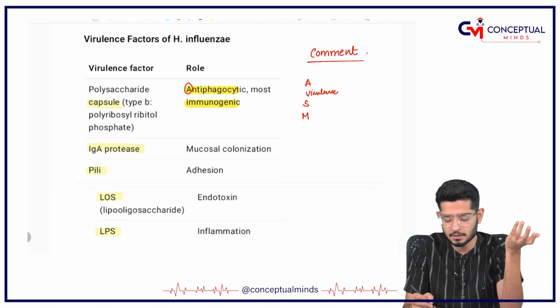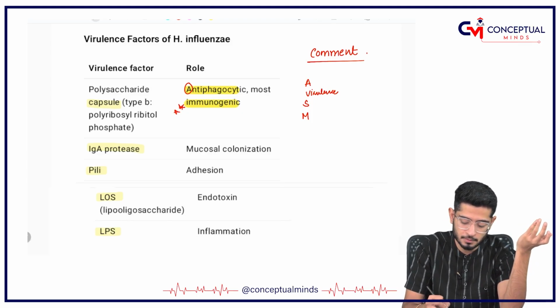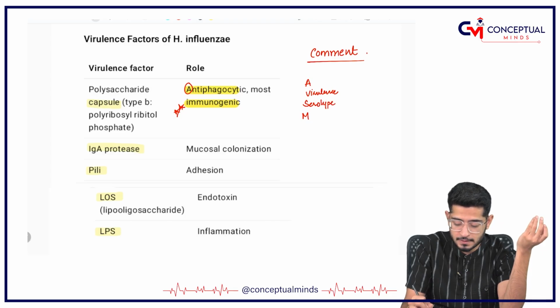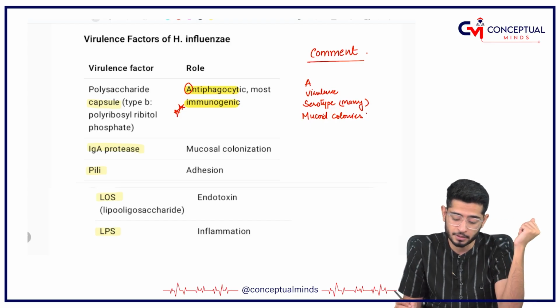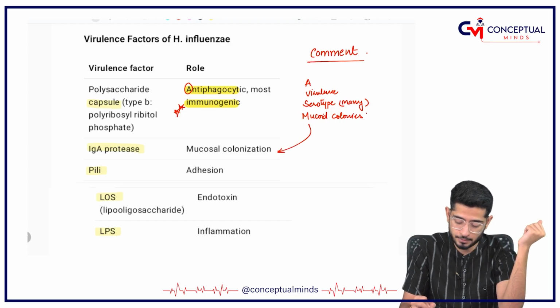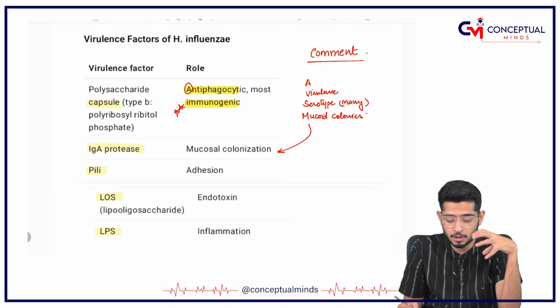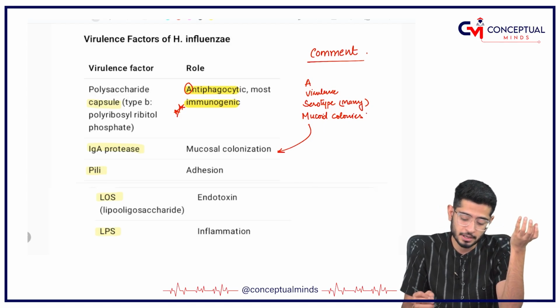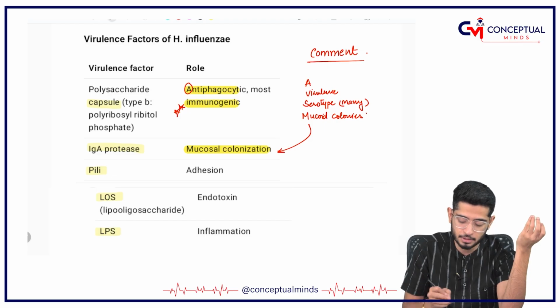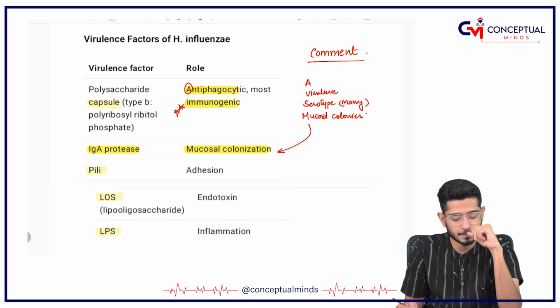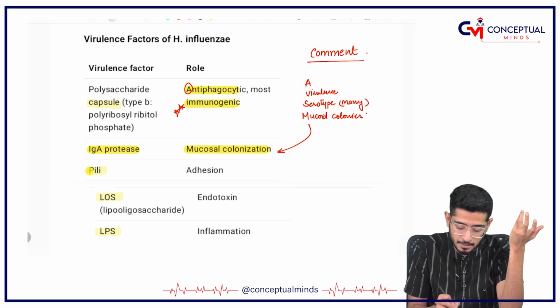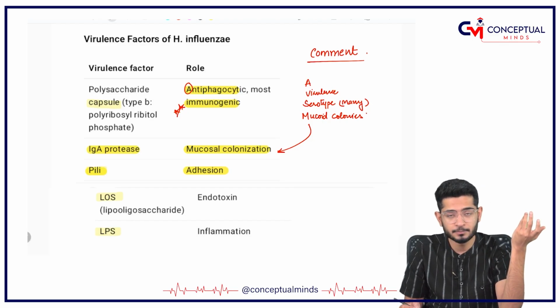Actually, that does not mean it is immunogenic, but immunogenicity you can remember by virulence. S is for different serotypes. Haemophilus influenzae has many serotypes and it is responsible for producing the mucoid colonies. To help Haemophilus influenzae with mucosal colonization, there is IgA protease. Villi, for any matter, is for adhesion only.